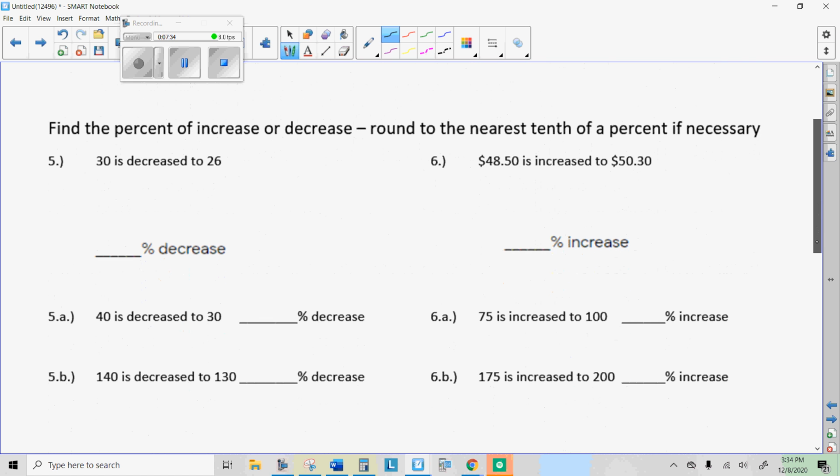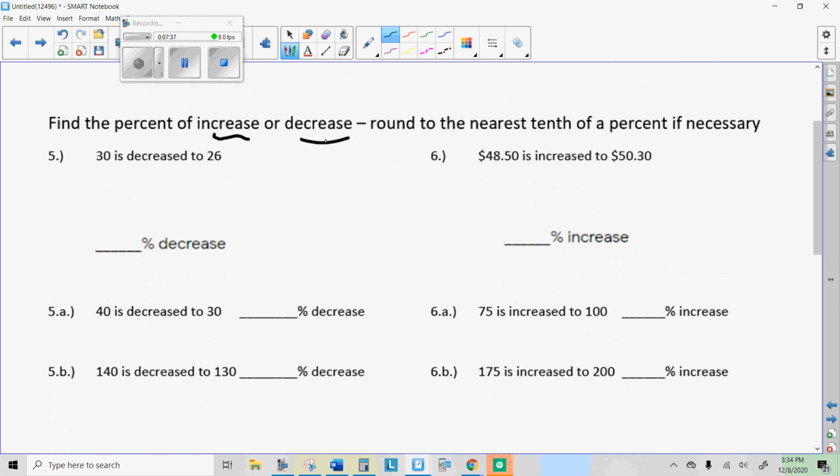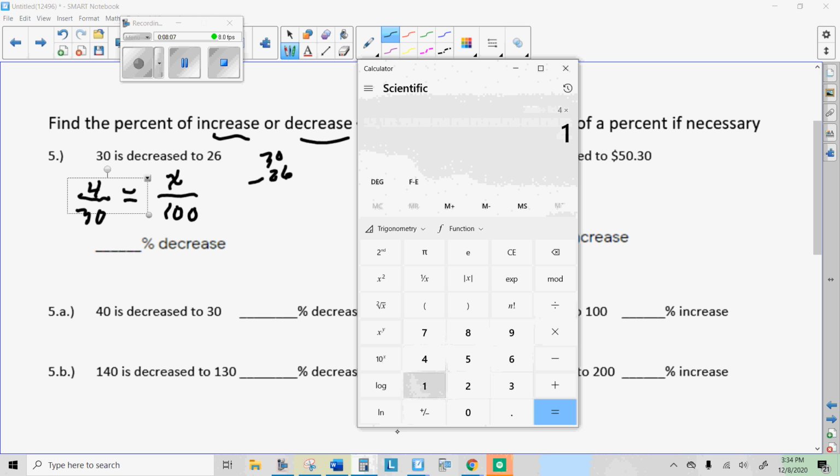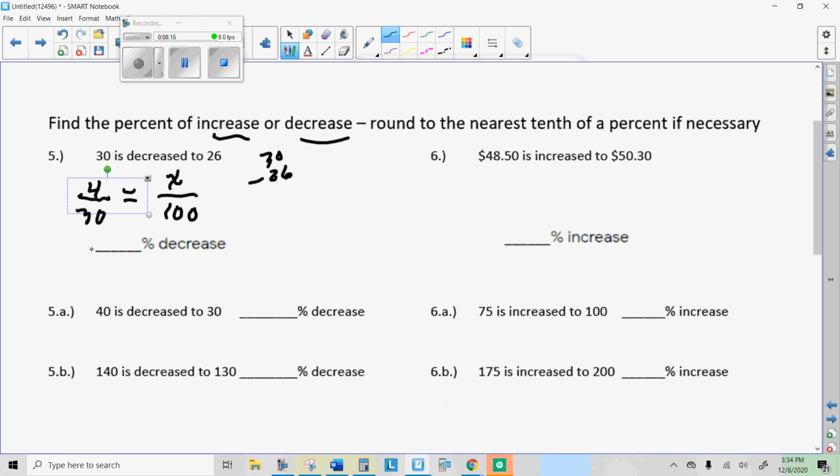The next type of question is finding the percent of increase or decrease. Now here's how we do it. First of all, our part is how much we're going down. So to find my part, I'm going to do 30 minus 26. I went down 4. That goes up top. Your original amount, that's your 100%, goes on the bottom. And then this is my missing number here. So I'm going to take 4 times 100 divided by 30, and that looks like about 13.3% decrease.